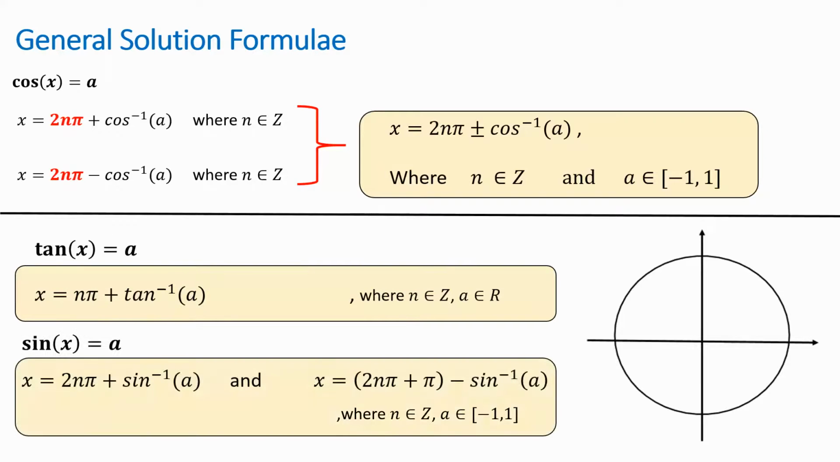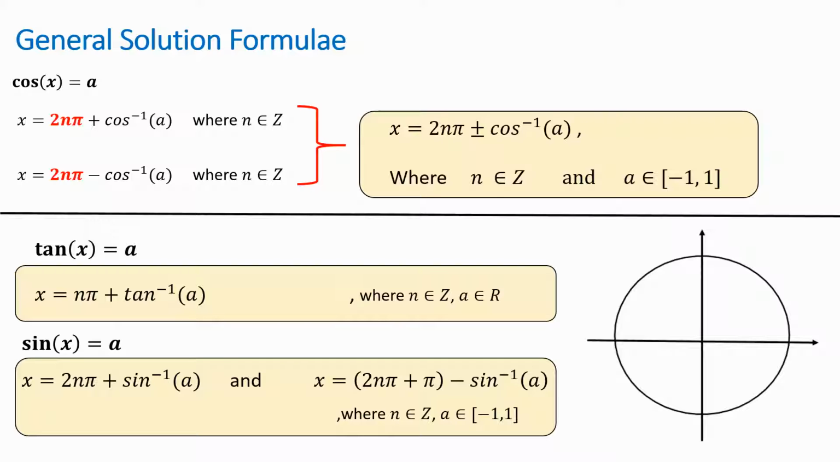Okay, so if it all doesn't make sense, you can memorize all this and just generalize. Plus or minus cos inverse of a, plus 2n pi for cosine. For tan, n pi plus tan inverse of a. And for sine, you've got two different ones because it's either even pi's or odd pi's. That's why it's got two separate ones: 2n pi plus, or every odd pi minus. This is your general solution for it.